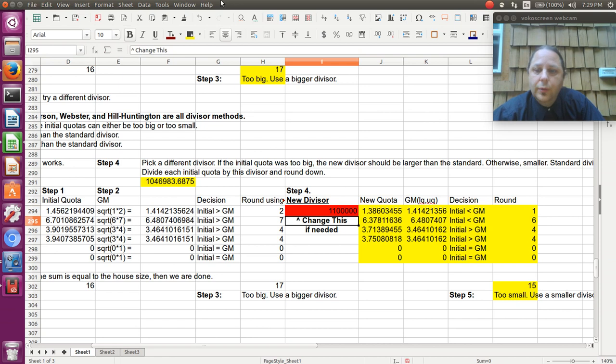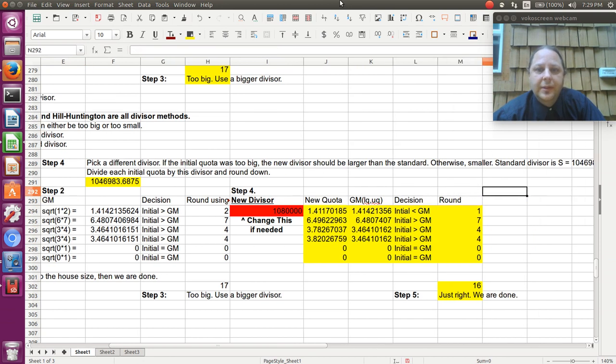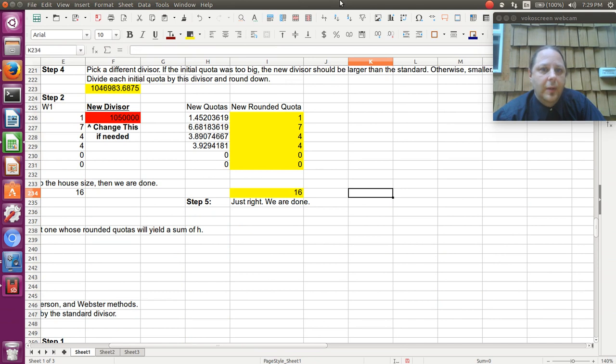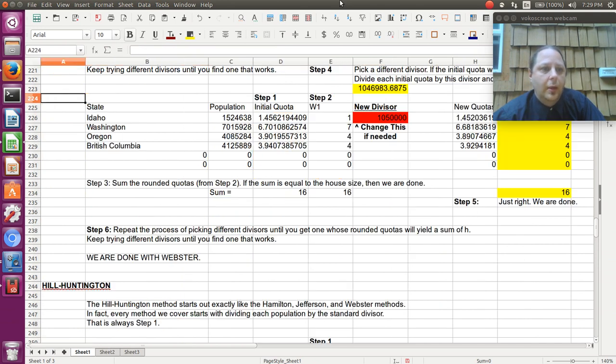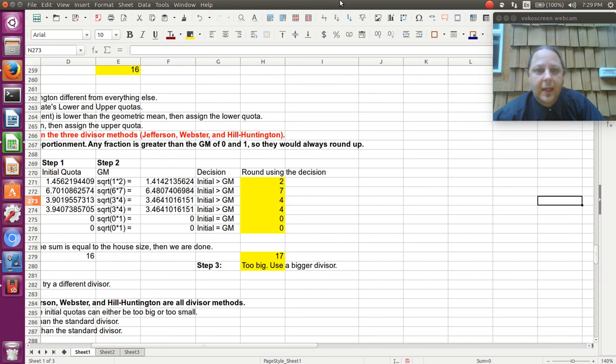My note down here in cell M303 says that it's too big and I need a bigger divisor. So instead of 05, I'm going to start with 10. That's too small, so I need a smaller divisor. Now I know it's between 110 and 105. So let's try 109. Too small, need a smaller divisor. Try 108. That's it. 108 works. So an allocation of 1744. Idaho gets 1, Washington gets 7, Oregon and BC each get 4.